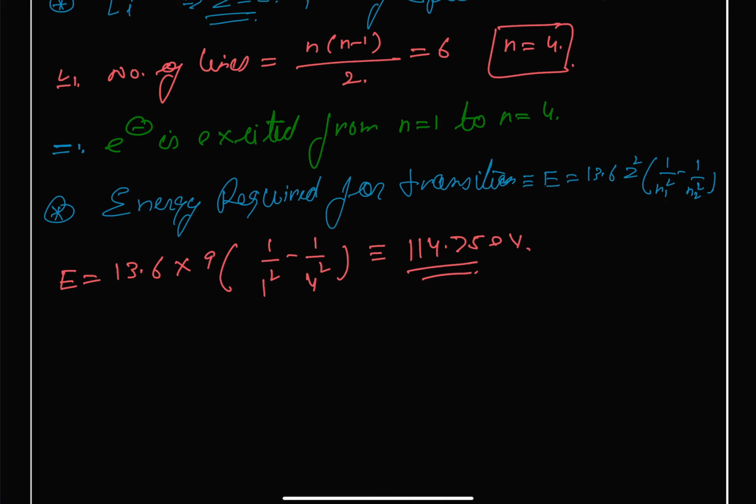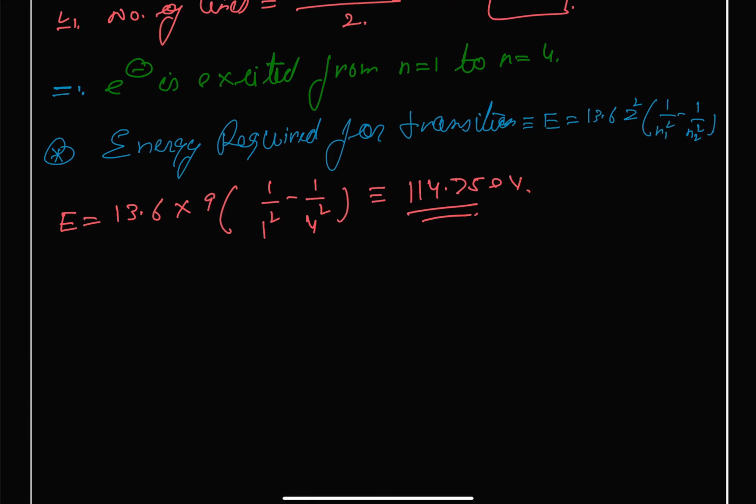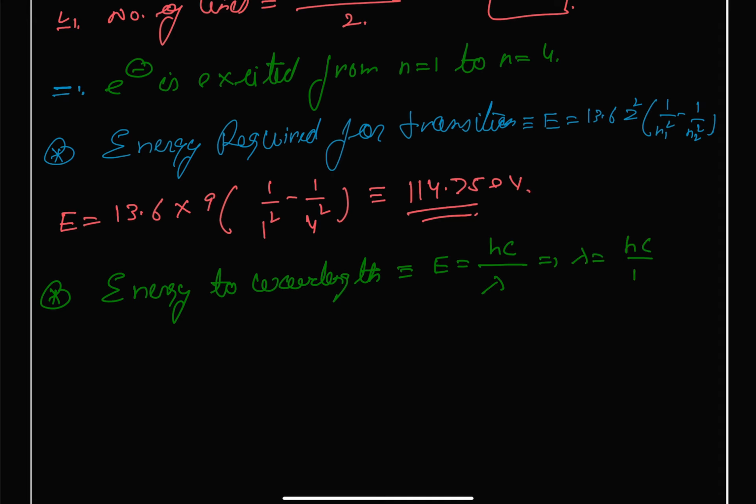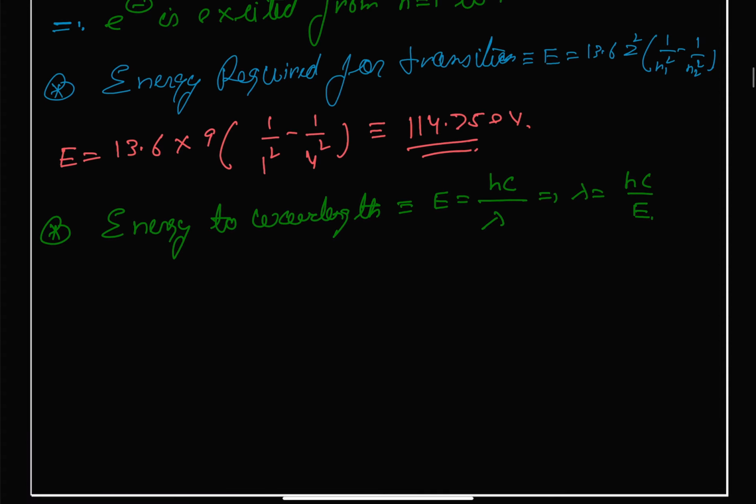Now we can use the wavelength equation relationship with the energy, converting energy to wavelength, which gives us that E is equal to hc upon lambda, or we can say lambda is equal to h multiplied by c divided by E. And we already know these standard values.